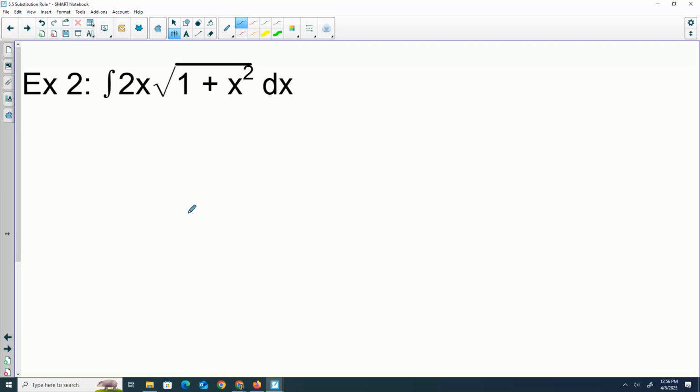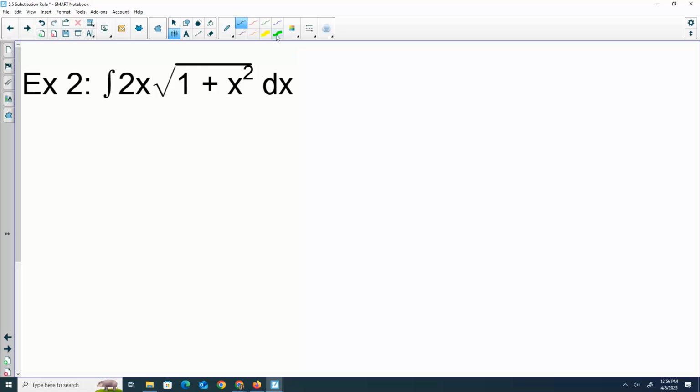So if I look at this one, we could not have done that before because it has 2 x's being multiplied. Can we do a product rule in reverse? No. So this is where substitution is really required.